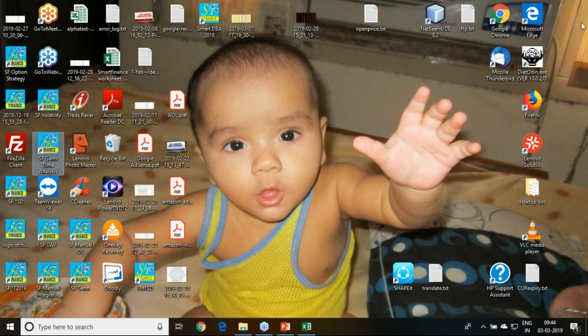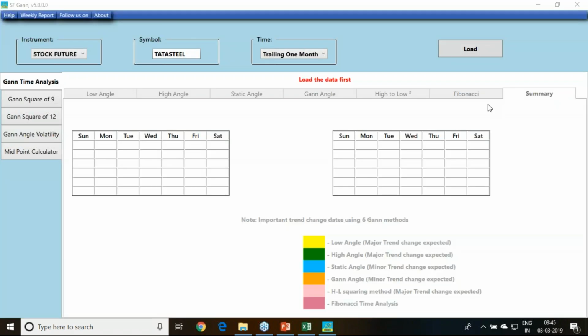So what will you do with these minor trend reversal dates? How can you use it? As a trader, what is the use for me? Can anyone tell me? Minor trend reversal will happen. Minor correction. This is our Gann time analysis software. Minor trend reversal will happen. Minor correction will happen. What should I do that day?